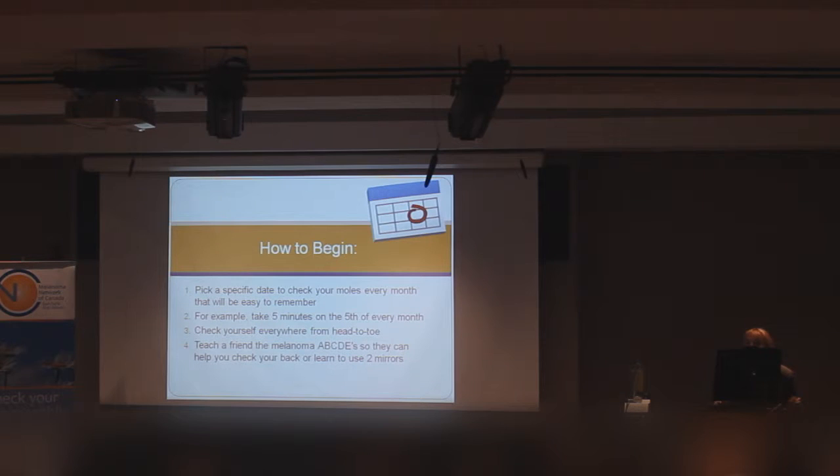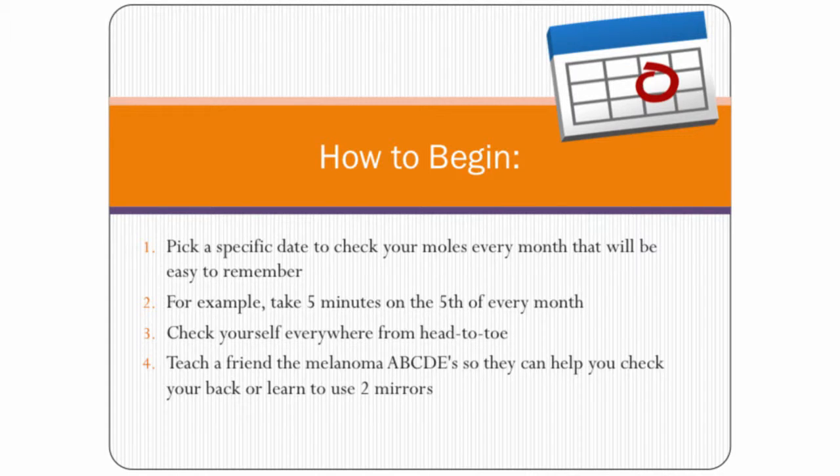Okay. Now, how do we begin? You've got a moley body, and you want to make sure that you're safe. So, first of all, pick a specific date to check your moles every month. For some people, it might be your birthday, it might be an anniversary, but for some people, I just say, just take 5 minutes. Take 5 minutes on the 5th of every month. And when you come out of the shower, if you have hair on the top of your head, check your hair when your hair is wet and stringy for any changes or any moles. Right down your body, right down to the soles of your feet, between your toes.